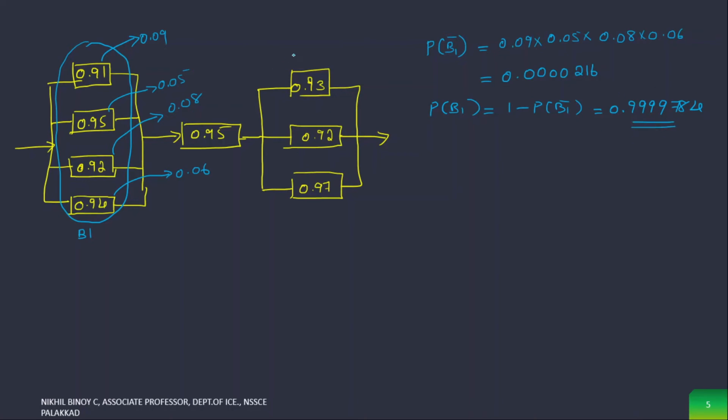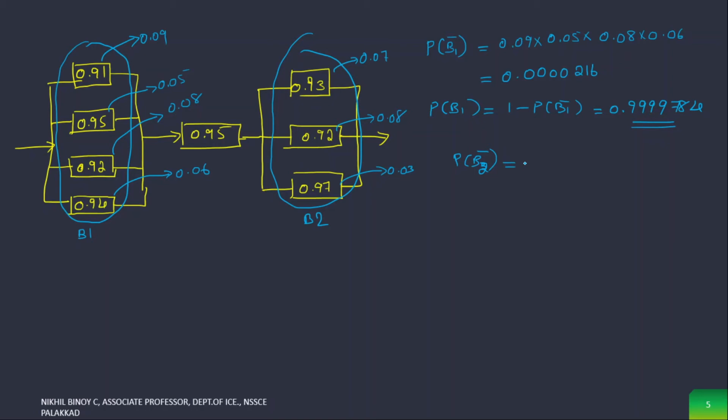Now take the next parallel block. This one is a parallel block, so we can label it as block 2. Now here, as it is a parallel block, we can take the failure. So this failure is 0.07. The probability of failure of this one is 0.08. The probability of this one is 0.03. So what we can do, we can find the probability of failure of block 2.